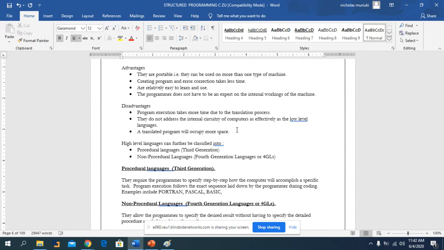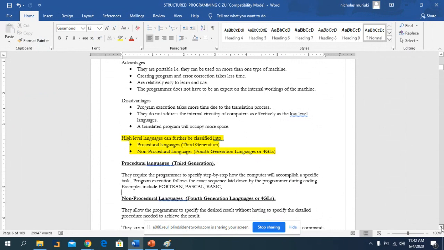And that's why, if you look at this, we have classifications. Most of these classifications are procedural languages and non-procedural languages. And when you talk about procedural language, this is step by step. I think it is clearly explained. One of them is Fortran, Pascal, and BASIC.